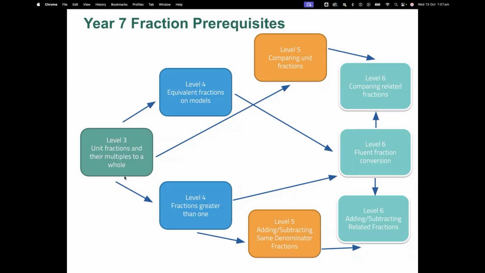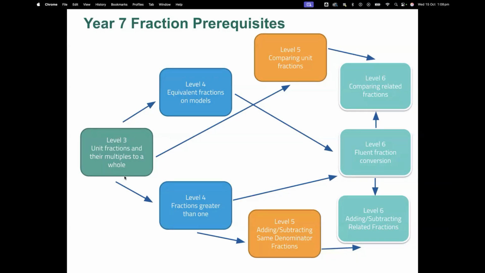Then they need to be able to show equivalent fractions. That means if you have a bar divided into quarters and another bar divided into halves, we need them to be able to identify the equivalence between the notation, the bar and the model. There are fractions greater than one. I was talking before about unit fractions like 1/3, 2/3, 3/3. So 4/3 is a fraction that's greater than one, and they need an understanding of that.